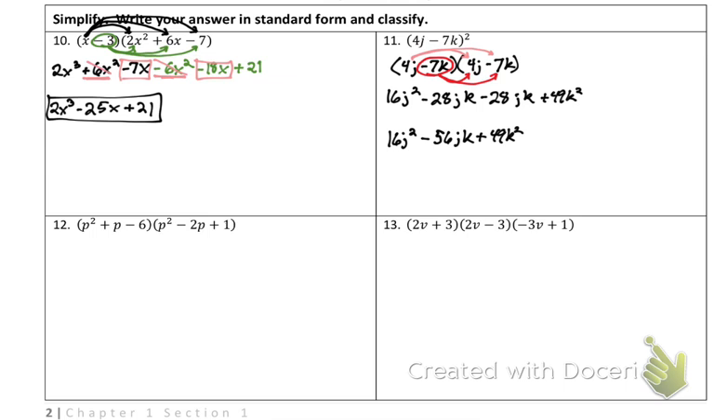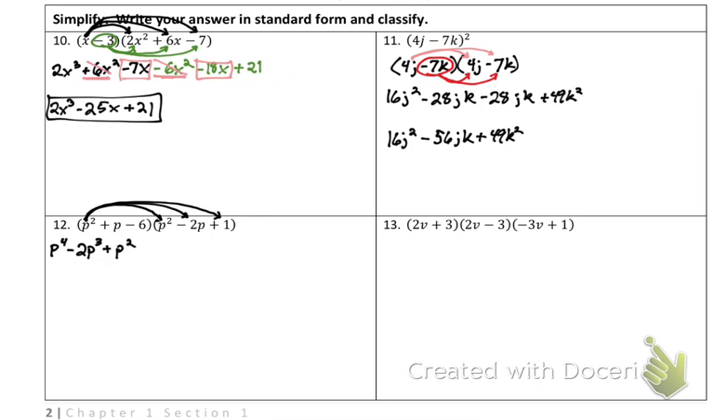Okay, our next one is a trinomial times a trinomial, which is an exercise in patience, where I take that first term and distribute it to everything in the next thing. So I have p squared times p squared, which should be p to the fourth because you add the powers. Then we have p squared times a negative 2p, which is a negative 2p to the third, because you add your powers. 2 plus 1 is 3. Then we do p squared times 1, which equals p squared.